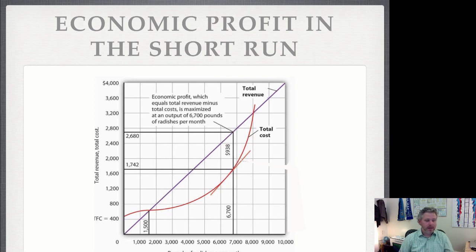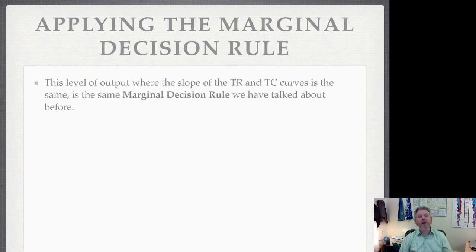All right. So now we know where a firm's profit comes from and how they can decide what the profit maximizing level of production is. Our firm is also going to apply the marginal decision rule. They're going to pick the level of output where the slope of the total revenue curve and total cost curve is the same. This is the same marginal decision rule we've talked about before. We just need to translate it a little bit.